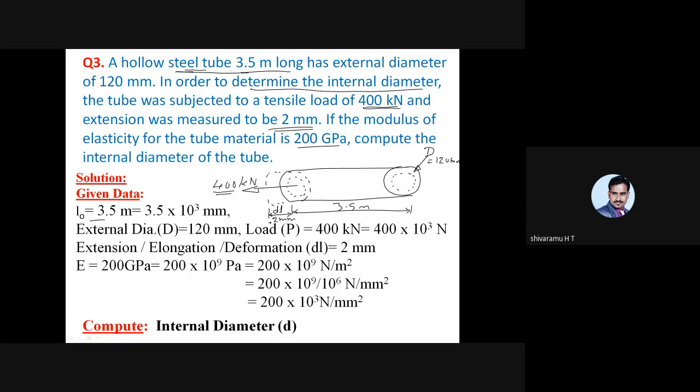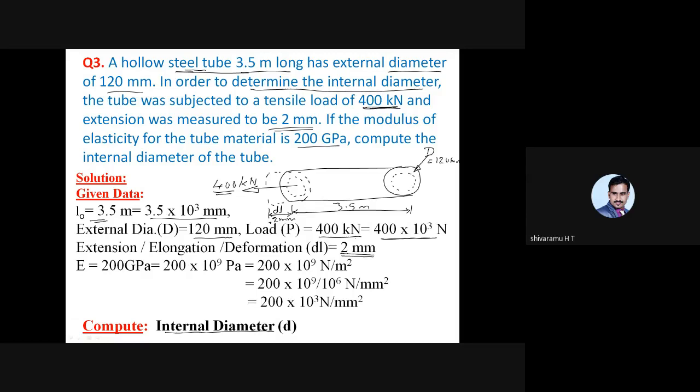Here length L naught is given, the length of the tube is 3.5 meters, so we can take 3.5 into 10 power 3 millimeter, and the external diameter is 120 millimeter, so capital D is 120 millimeter. Here it is asked to compute the internal diameter, small d. The tube is subjected to a load of 400 kilonewton, which we can express in newton as 400 into 10 power 3 newton, and its extension was measured. After the application of the 400 kilonewton tensile load, the tube is deforming, with length increasing by 2 millimeter.